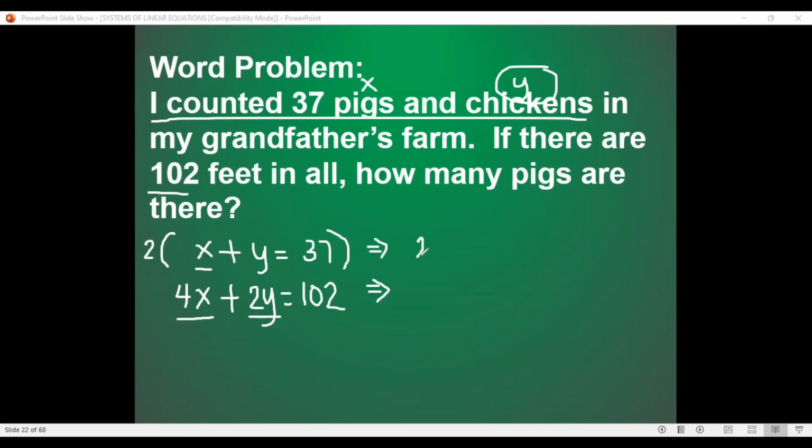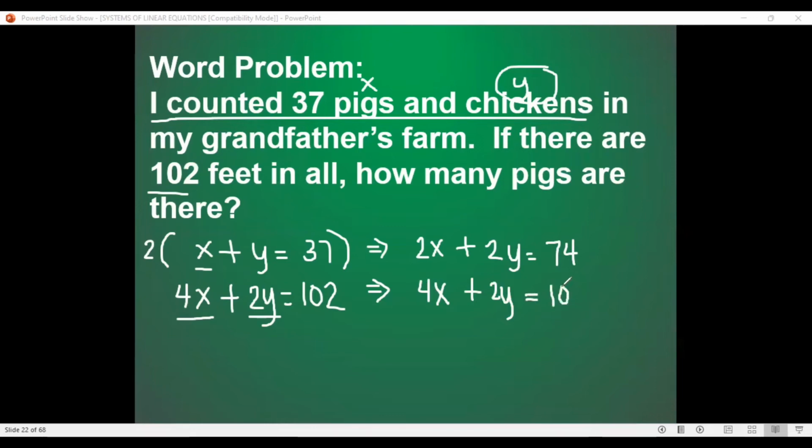So I will now have an answer which is 2x. Again, we are trying to distribute the 2. So 2 times x is 2x, and then 2 times y, you have 2y, is equivalent to 2 times 37, that is equal to 74. And then 4x, we just have to copy the 4x, and then also the 2y, and of course the 102. So that will just be copied.